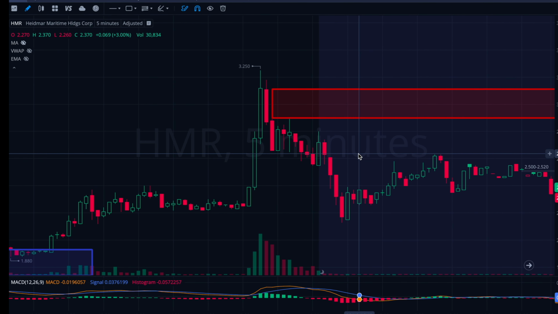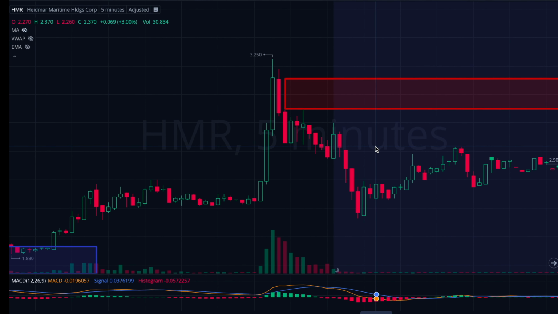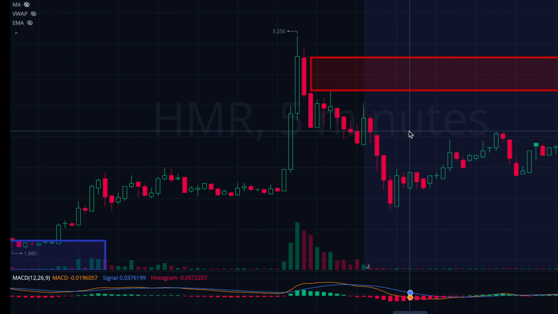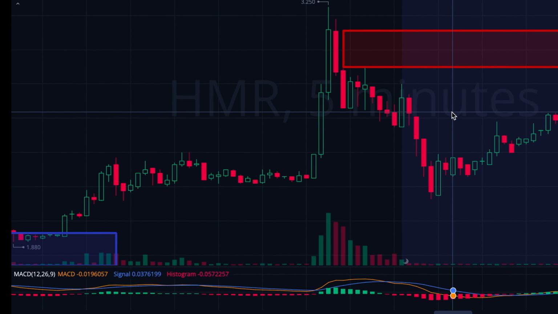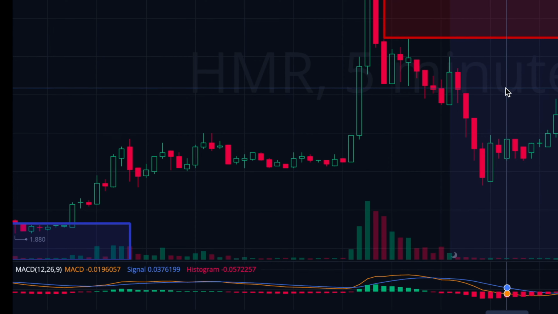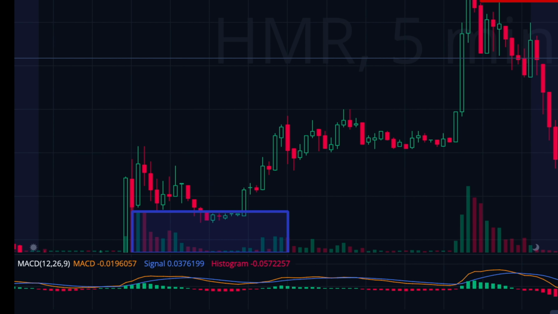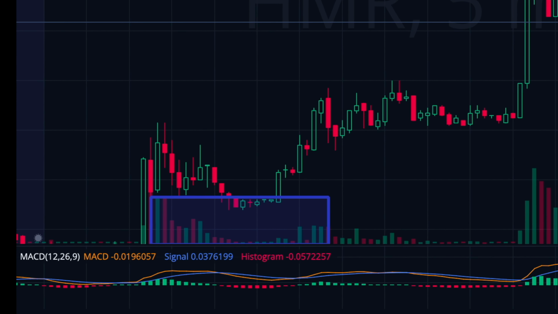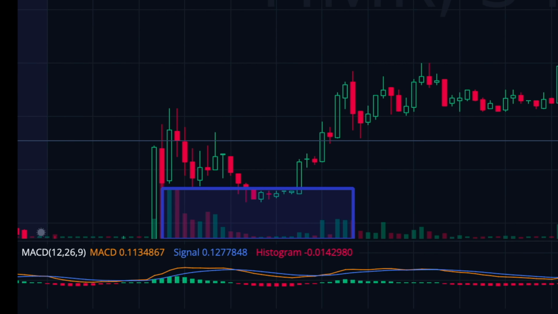So this is why using a fair value gap is important, because it's giving you an opportunity to enter a trade and book some profit. Monitoring these gaps will help you make informed trading decisions and manage risk effectively.